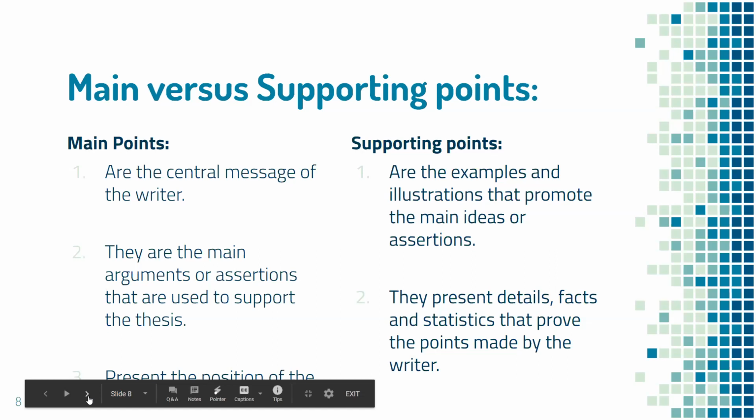Okay, so your main points then are the central messages. Your supporting points or your supporting details help to ensure that the message comes across clearly, that the message is well illustrated, that the point is proven.